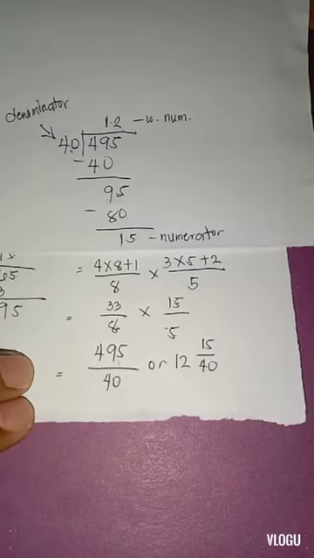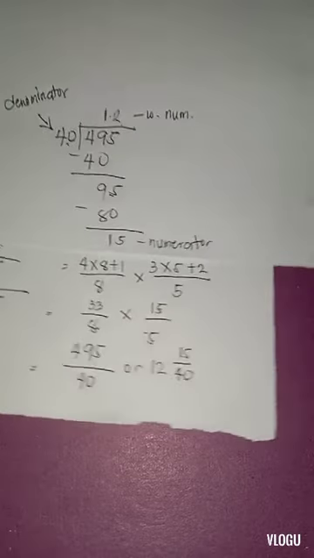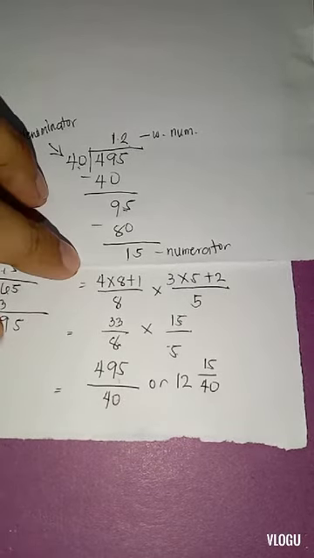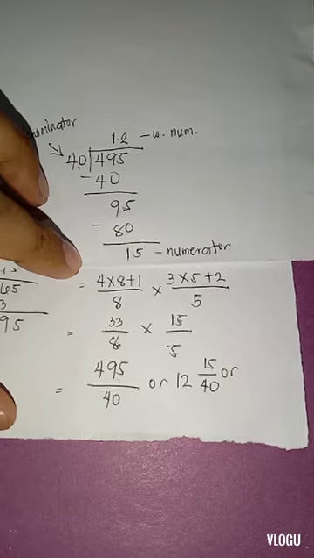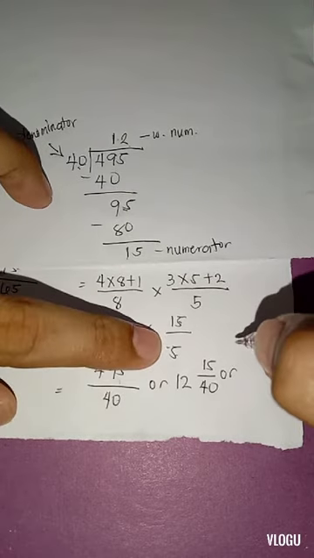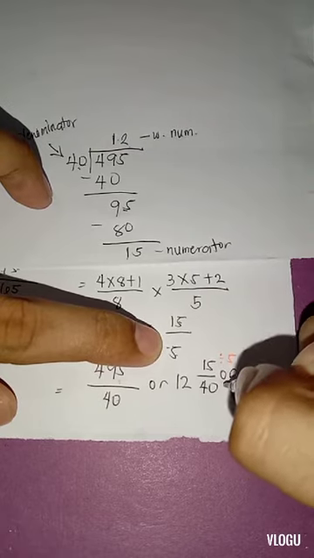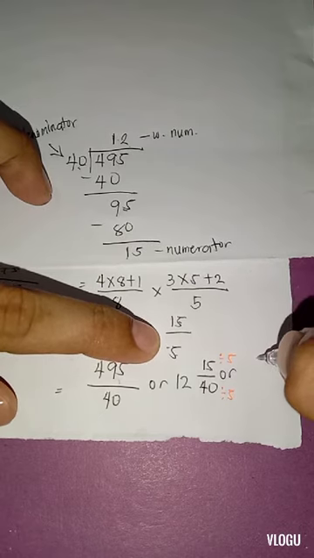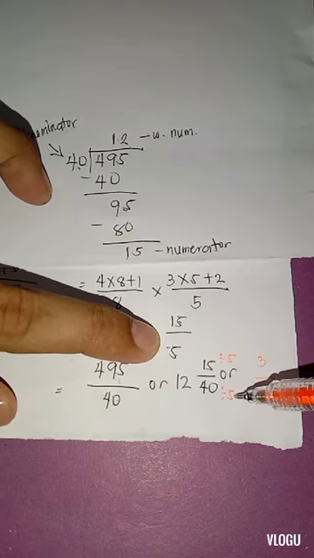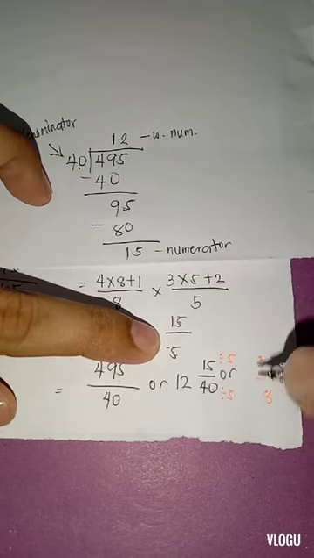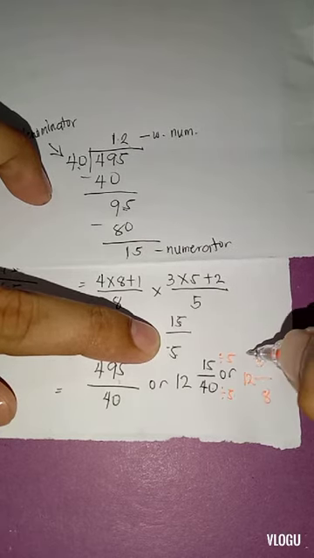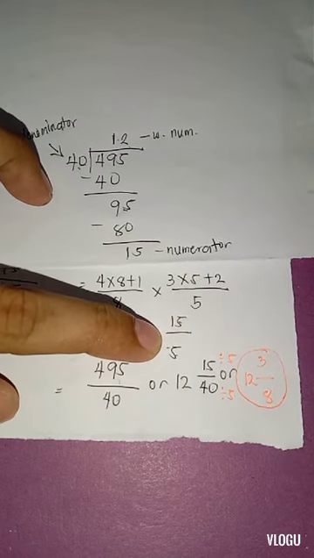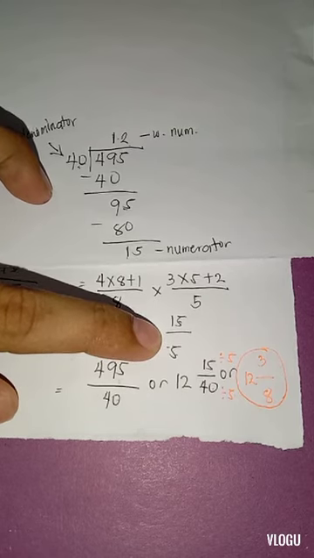But since itong si 15 over 40, kasi ganyan lang yan. Itong si 15 over 40, pwede pa natin siyang ma-reduce into lowest term. So paano? So by dividing it by number 5. So i-divide natin siya by number 5. So 15 divide 5 is equals to 3 over 40 divide 5 is equals to 8. And then copy the whole number 12. So therefore, ito yung ating pinaka final answer, which is the 12 and 3 over 8.